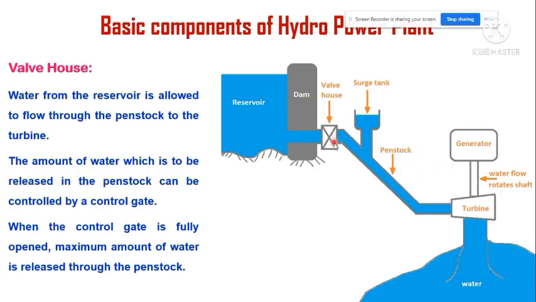This is a valve house. In some literature, they call it a control gate also. Here, water from the reservoir is allowed to flow through the penstock. The amount of water which is to be released in the penstock can be controlled by a control gate or valve house. When the control gate is fully opened, a maximum amount of water is released through the penstock. Clear? If it is opened partially, a limited amount of water is passed through the penstock.